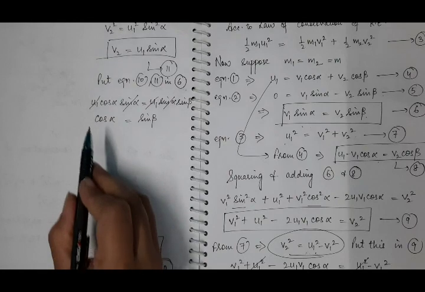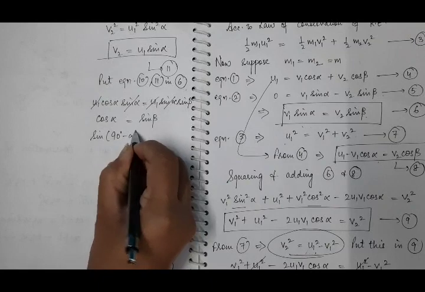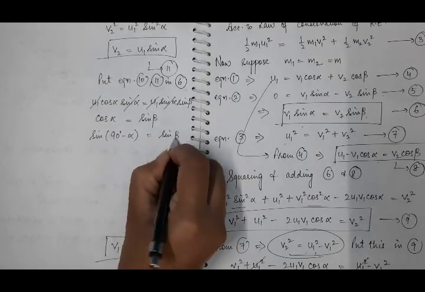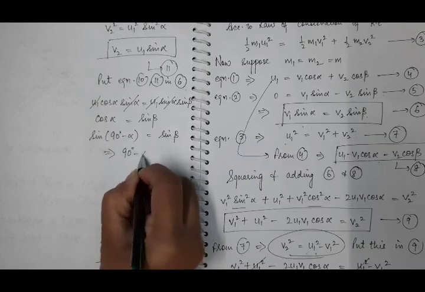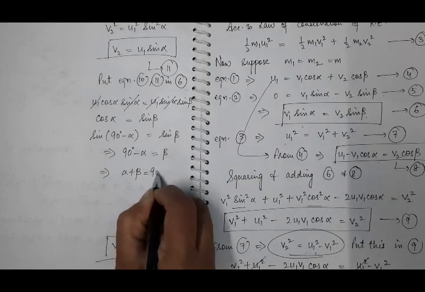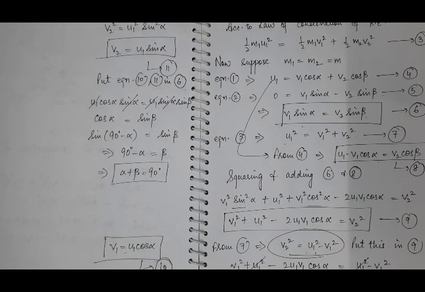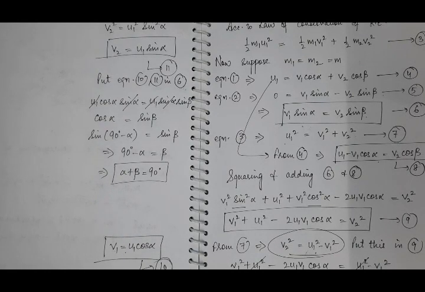We know that cos theta is equal to sin (90 minus theta). Here instead of theta we have alpha. So this implies 90 minus alpha is equal to beta, which implies alpha plus beta is equal to 90 degrees. And what does it mean? That after collision, the angle between the scattered particle and the recoil target is a right angle. So the two particles scatter at right angles to each other after collision. That is all about elastic scattering in the lab system.